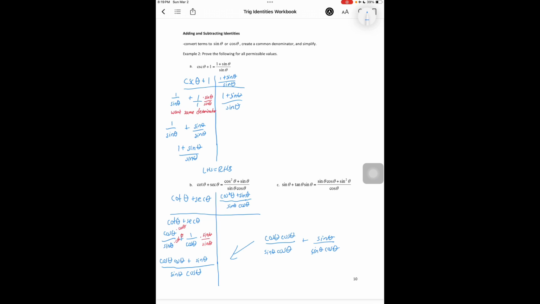Sometimes some students are silly and then they're like, oh look, I could cancel cos and sine, but then you're just back to your second step. So if you see this, don't cancel it because you don't put that there.